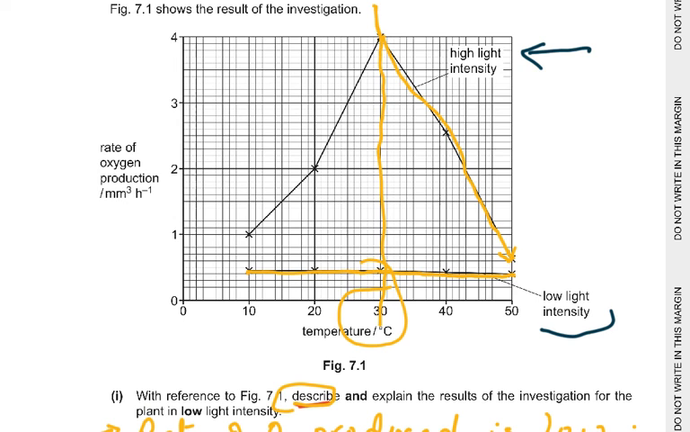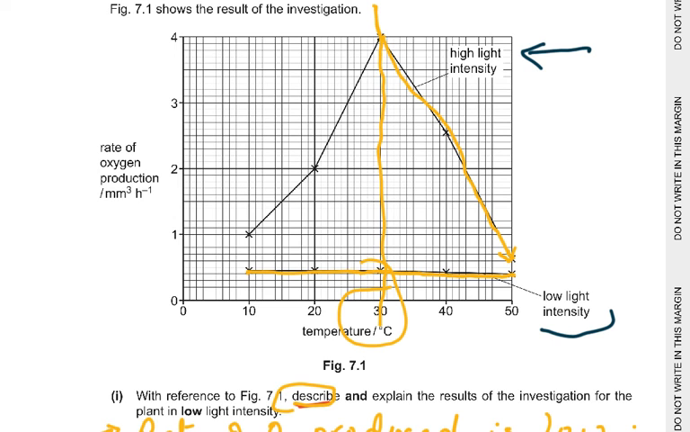Then you gave me paired data. At 30 degrees Celsius, the rate of oxygen is 4 millimeter cube per hour. At 50 degrees Celsius, it is 0.65, or anything between 0.62 to 0.65 was acceptable. You got a mark for that data. Why? Because the enzyme ATP synthase is denatured. You could have said that ATP synthase or NADP reductase is denatured, and there's a change in active sites, so fewer enzyme substrate complexes formed. A very simple explanation, not very difficult.